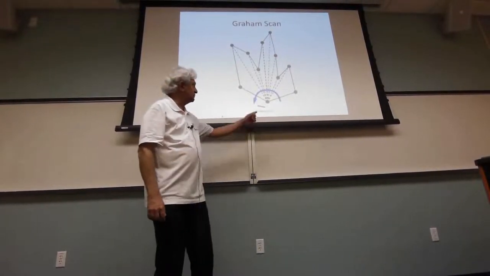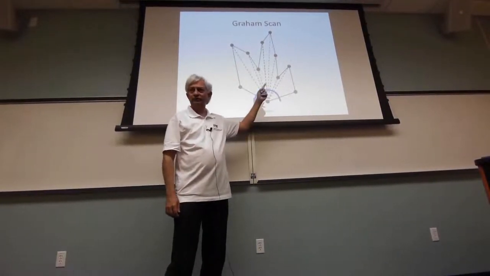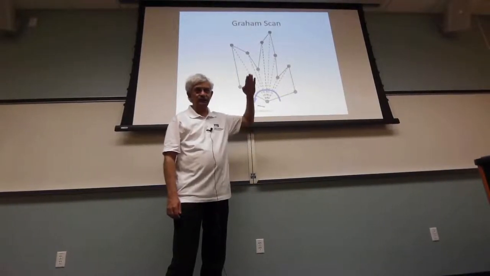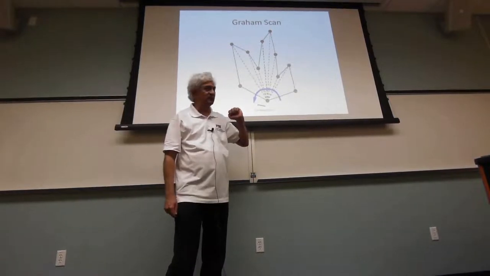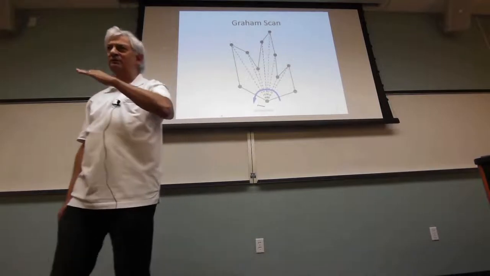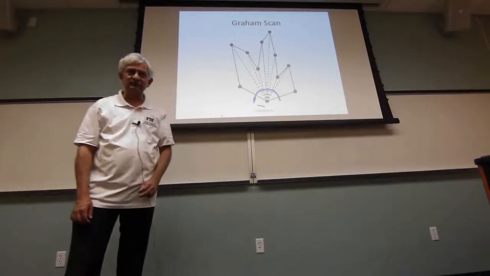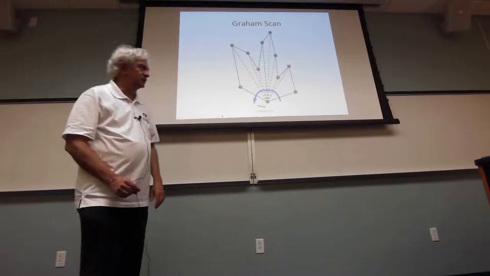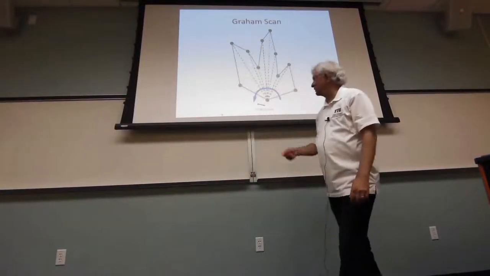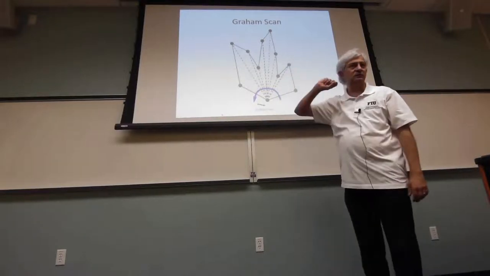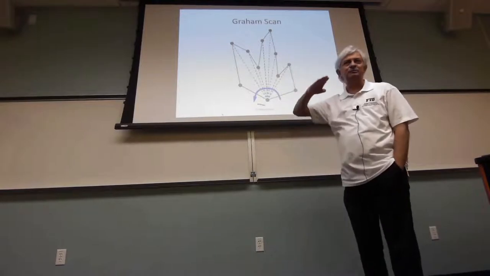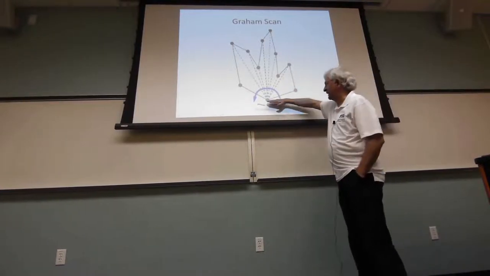And then you join this point to every other point. Okay, that'll give you simple line segments. And then you sort those line segments based on the angle they subtend on the x-axis. All right, so once again, you take the point with the lowest y-coordinate, connect it to everything else. That'll give you n minus 1 line segments. Sort the line segments by the angle they form with the x-axis.